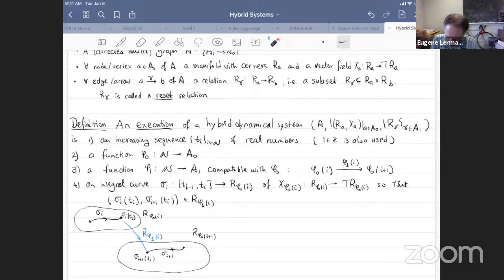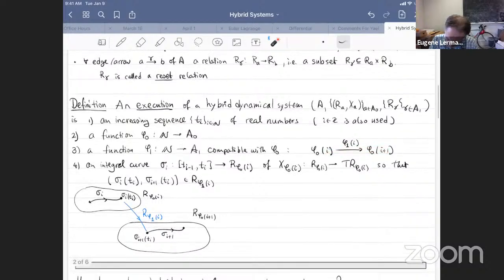People index that sequence by natural numbers or integers. In general, I'm going to stick with natural numbers. And then we're going to have a function that assigns to every natural number a point in the graph. Another function assigns to every natural number an edge, and that edge should be compatible. So if i goes into one node, i plus one goes into the other node, then i should go to the edge between these two nodes.